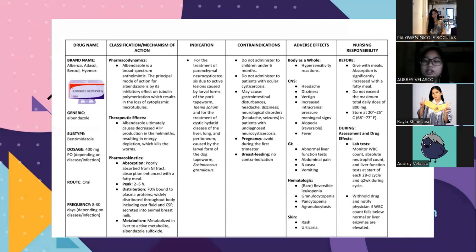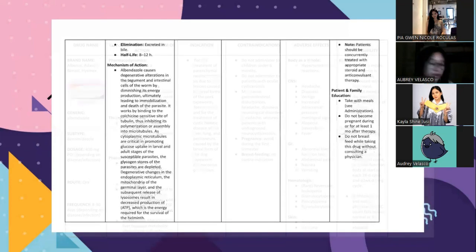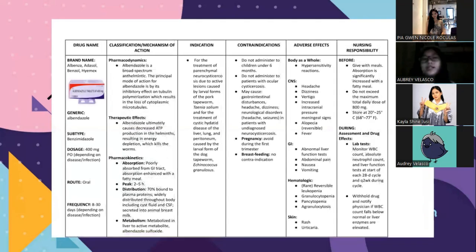For contraindications, do not administer it to children under 6 months. Do not administer it to patients with ocular cysticercosis. It may cause gastrointestinal disturbances, headache, and dizziness later on. For pregnancy, avoid it in the first trimester. Breastfeeding is also not allowed.